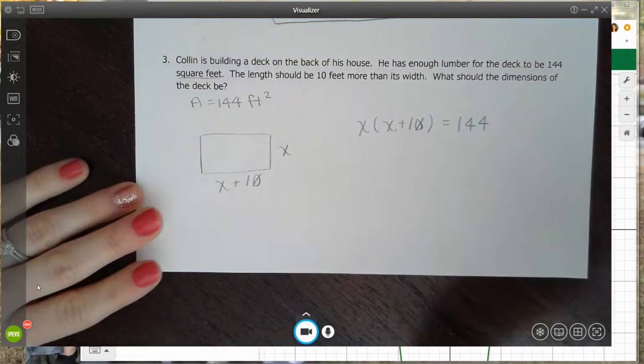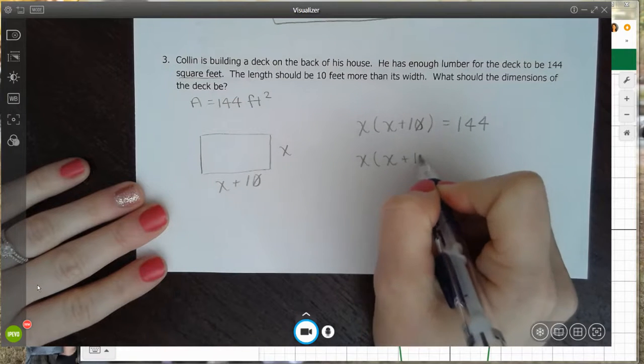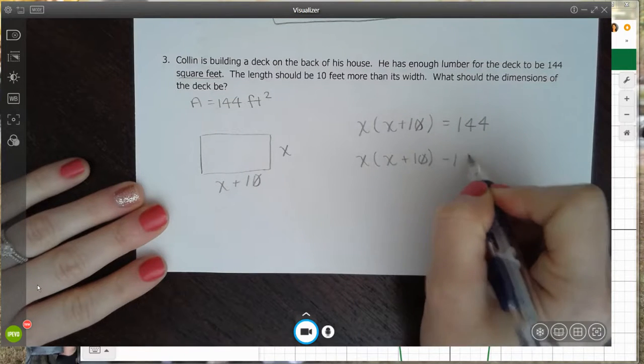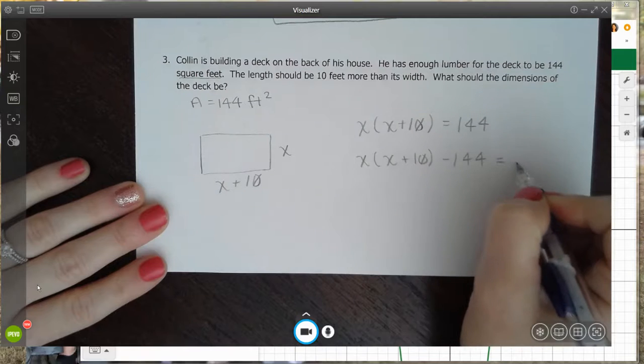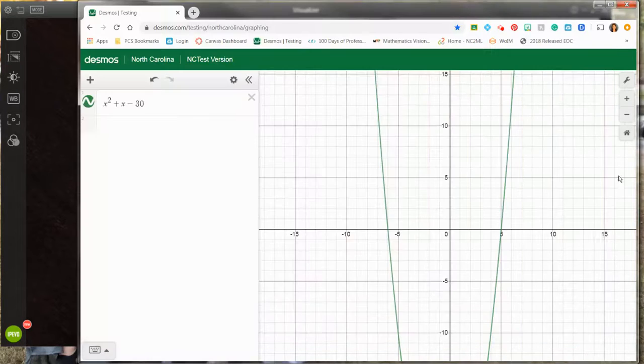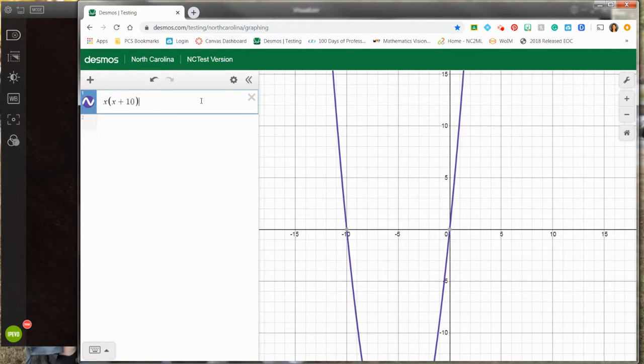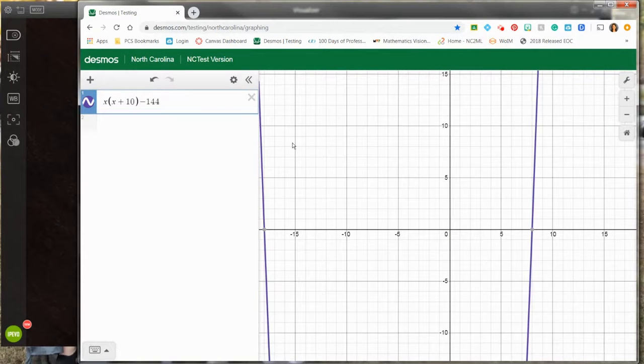And then this ends up being exactly like question number 1. I'm going to subtract 144. And then I'll go into Desmos and I'll find my root for this. And again, because it's a deck, I cannot have a negative solution. So I have to pick the positive solution.